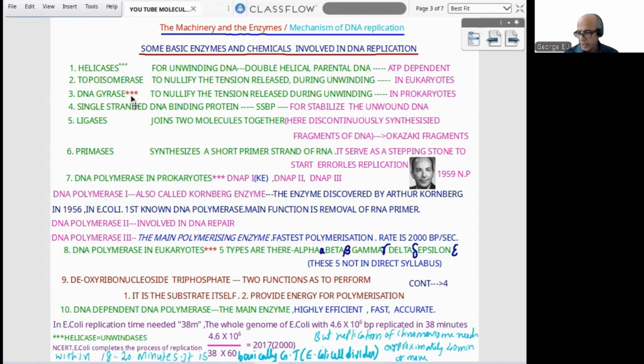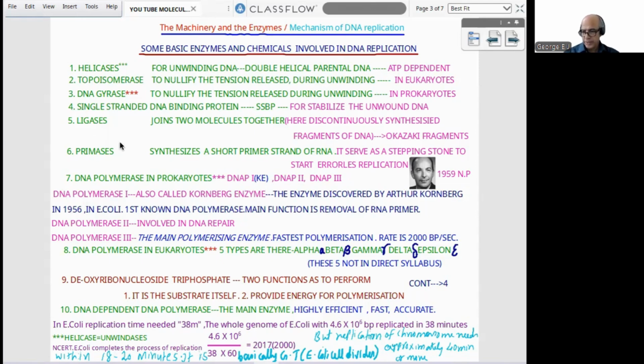Next is single-stranded binding protein, SSBP. What is the purpose? When DNA unwinds, the single strand of DNA will not be stable. So it has to stay stable, otherwise the purpose will be lost. So stabilizing unwound DNA is done by SSBP. Next is ligases. Enzyme nomenclature you studied: ligating, uniting. It joins two molecules together, here the discontinuously synthesized fragments of DNA, Okazaki fragments. That will be learned later.